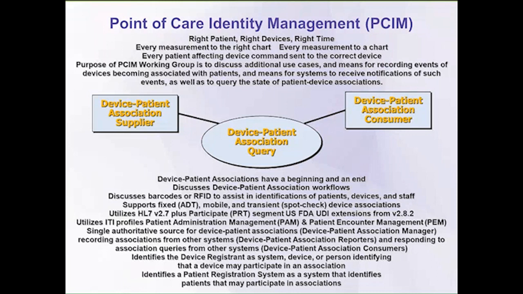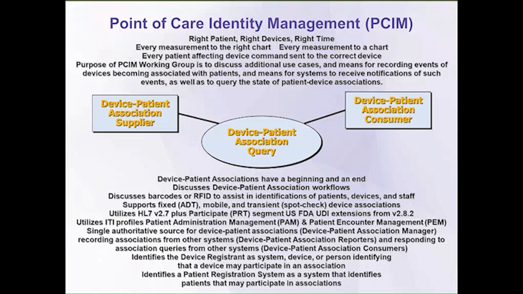The idea is to create a single authoritative source for the device-to-patient associations, the Device-Patient Association Manager, for recording those associations as they're produced in other systems, the Device-Patient Association Reporters, and then for how to respond to queries for that information from other systems that are coming onto the scene or want to know the data, the Device-Patient Association Consumers. So the white paper pays attention to all of these aspects.